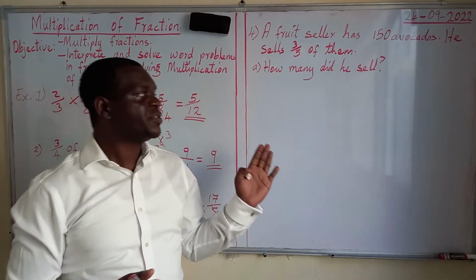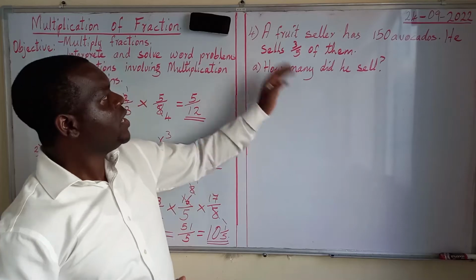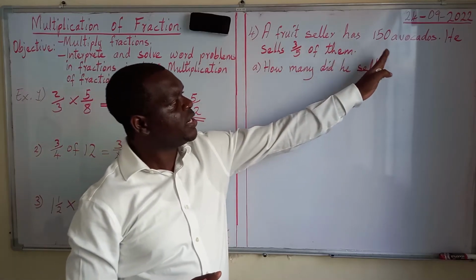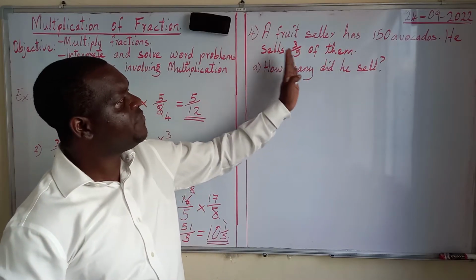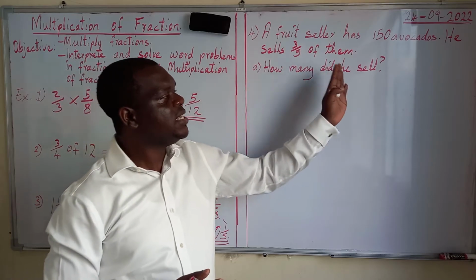There are two questions here, but we will start with A. A fruit seller has 150 avocados. He sells 3/5 of them. How many did he sell?